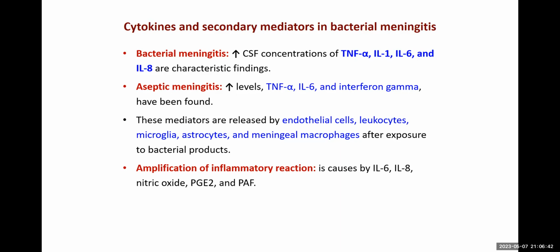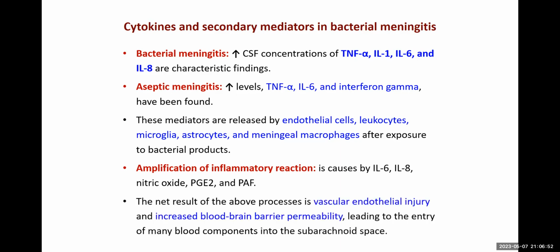You have done this in your pathophysiology, in the chapter on inflammation. We showed you a lot of chemical mediators of inflammation. So the net result of the above processes is vascular endothelial injury and increased blood-brain barrier permeability, leading to the entry of many blood components into the subarachnoid space. Okay, so that is the problem: vascular endothelial injury and increase in the permeability.